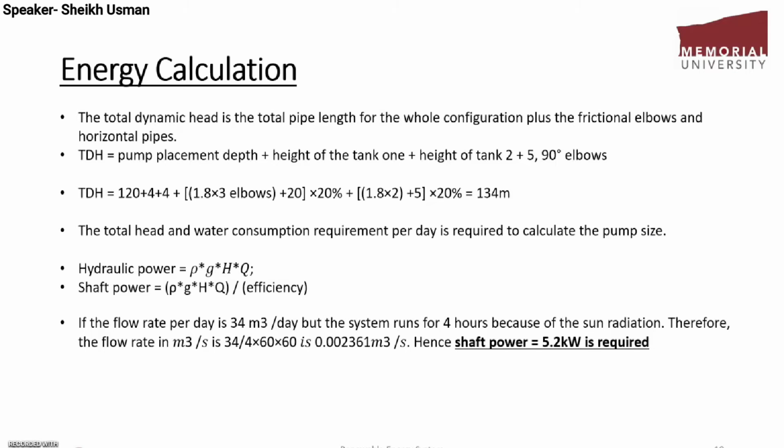Next, we have the calculation of the energy. In order to calculate the total dynamic head, we have a formula which is the displacement plus the height of the beams times the losses. The hydraulic power was calculated using the formula of density, gravity, total dynamic head, and the flow rate, and it was divided by the efficiency. We assumed the efficiency of the pump to be 60%, and we got the shaft power, which is around 5.2 kilowatts required for bringing up the water from the ground level to the first tank.